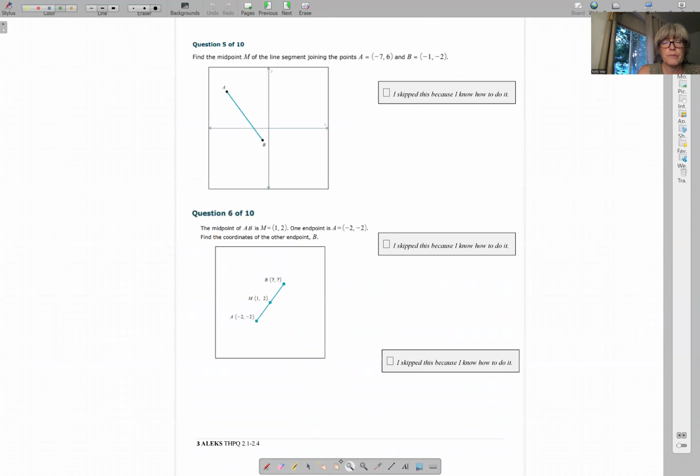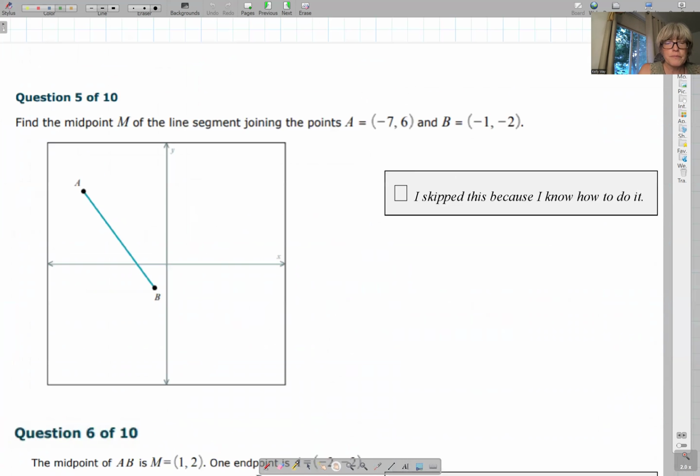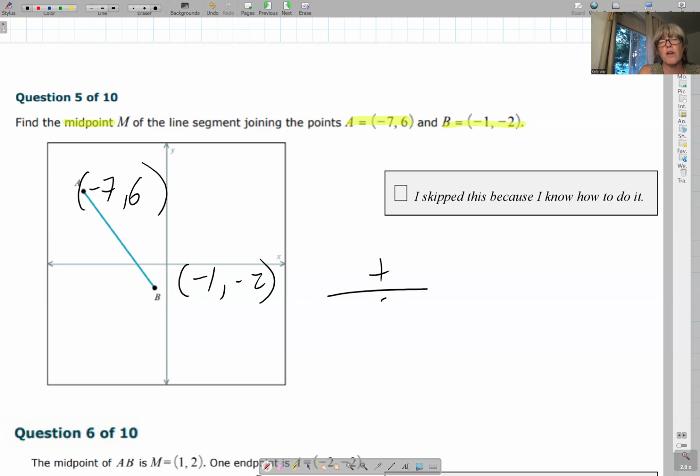Number 5. It wants you to find the midpoint of the line segment. A is at -7, +6. B is at -1, -2. So A is at -7, +6. B is at -1 and -2. Add the x's, divide by 2. Add the y's, divide by 2.